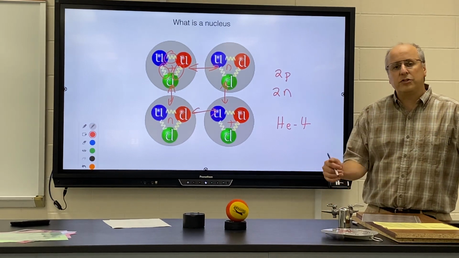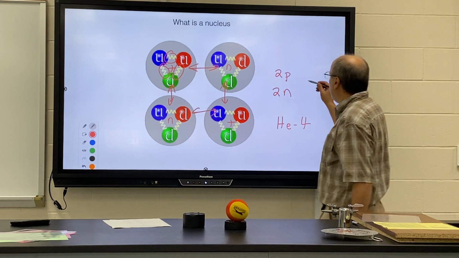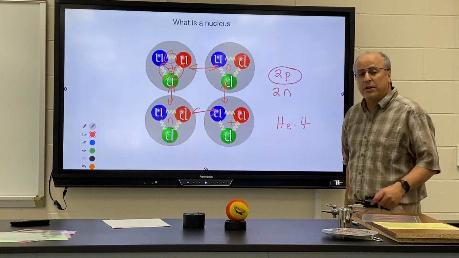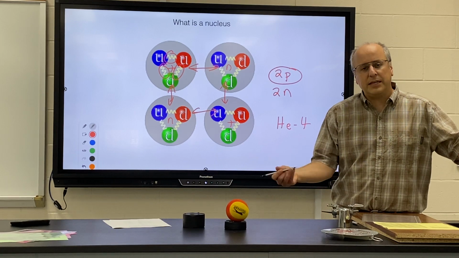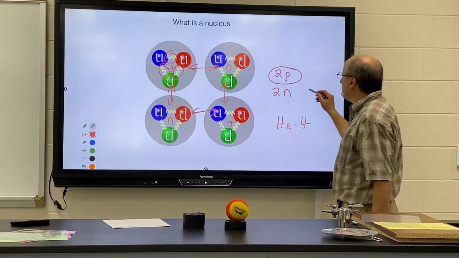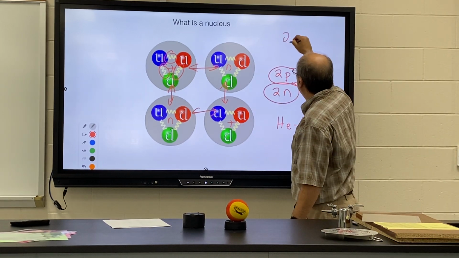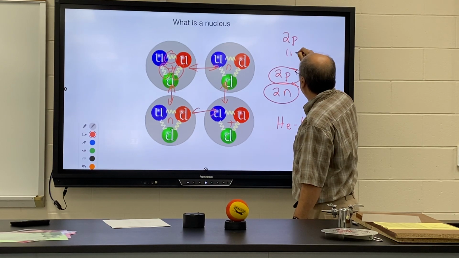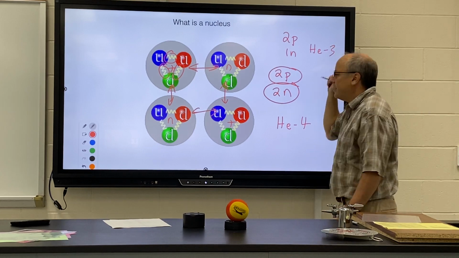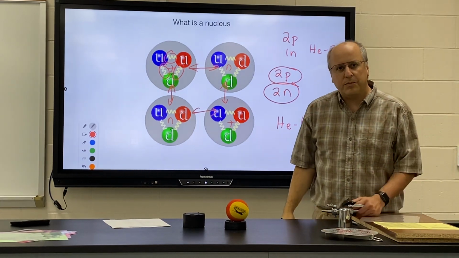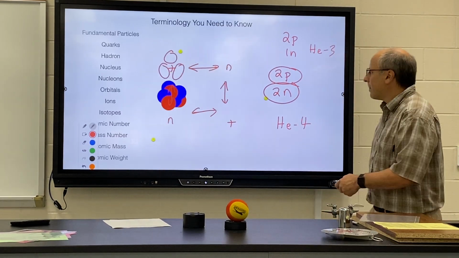2 protons, 2 neutrons. As you know, the important thing is the number of protons. Anytime you have 2 protons in the nucleus, it's helium. The neutrons are not as important, so you could have a version of helium that is 2 protons and 1 neutron, and that would be called helium-3. That's a different isotope of helium.